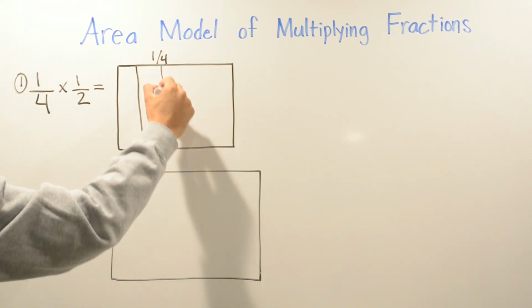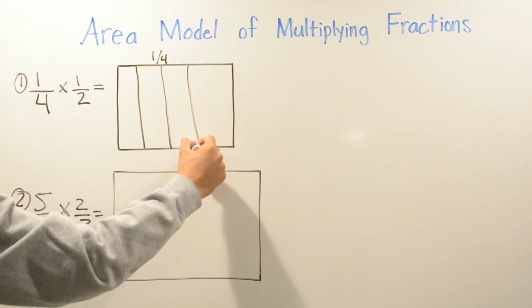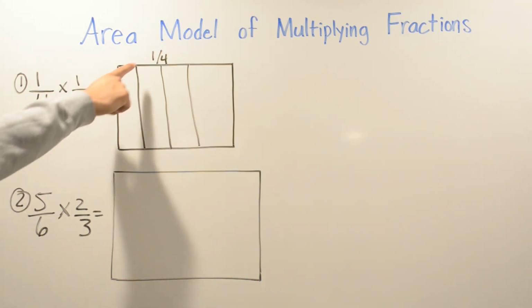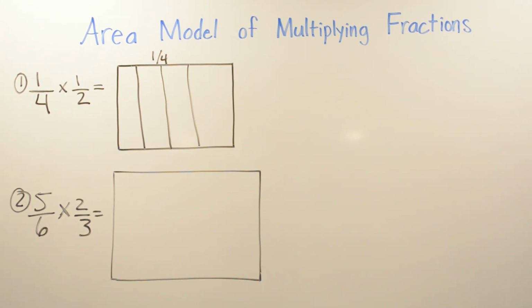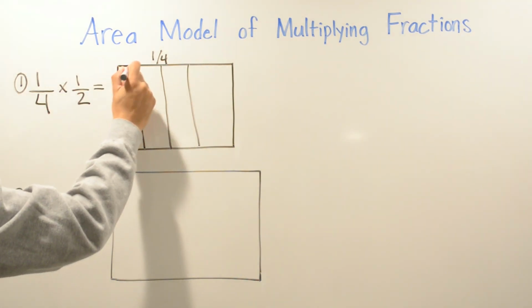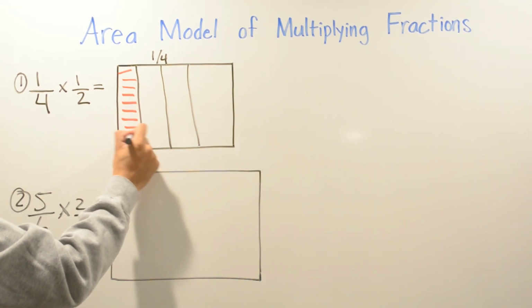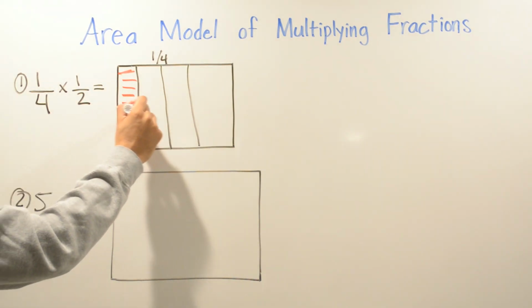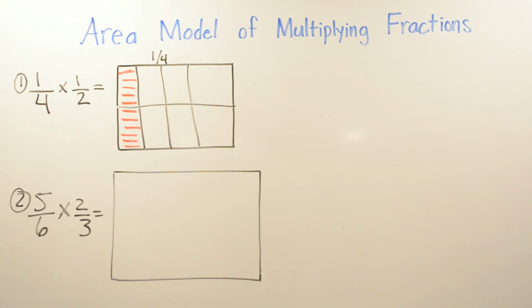1, 2, and we have 4. Okay, now I'm going to go ahead and shade in 1/4 of that. I'm just going to shade them like this. And then I'm going to go ahead and do 1/2, like this. And then I'm going to go ahead and shade that on diagonal lines with a different color.